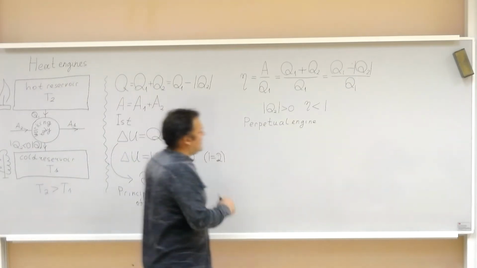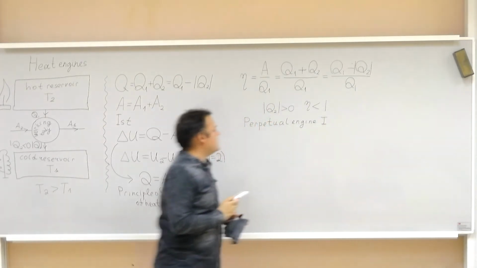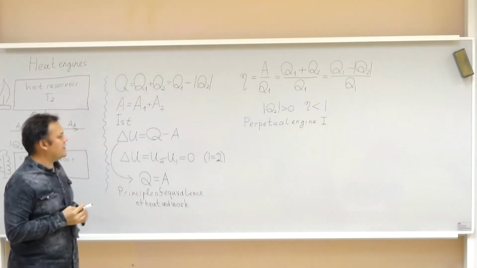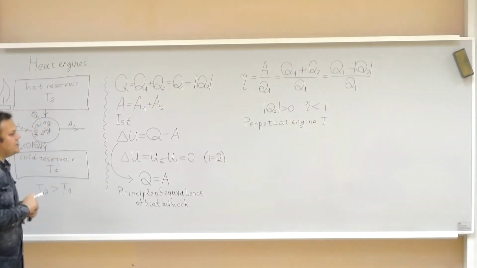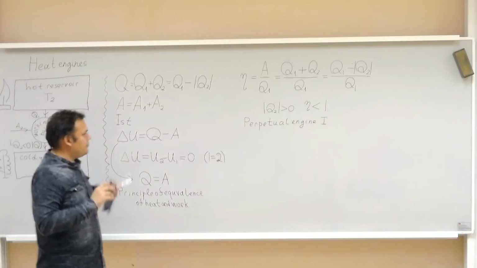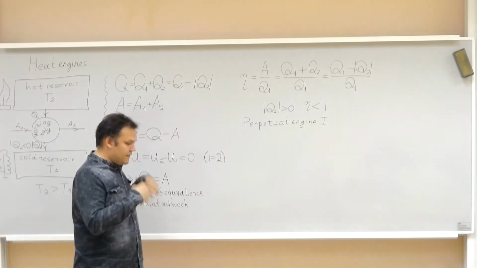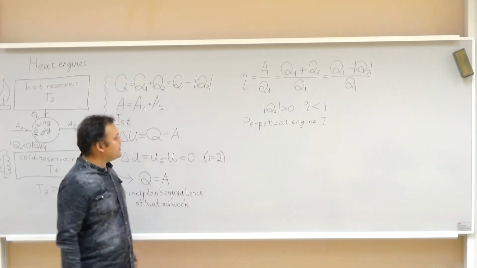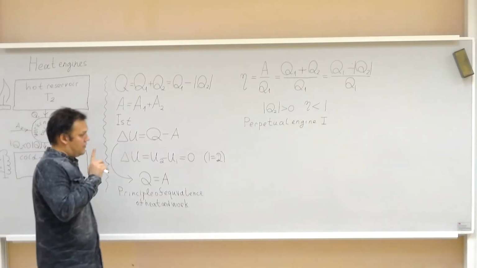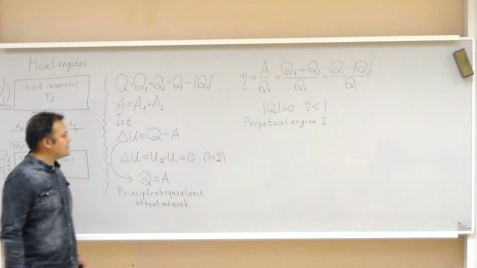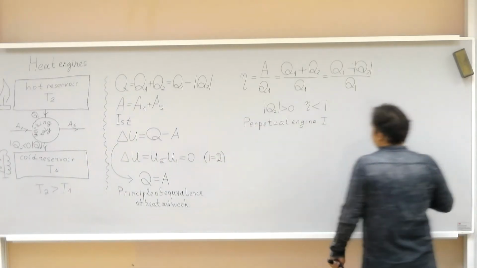And the perpetual engine of the first type is the engine that makes work without changing the environment. So the perpetual engine of the first type is some engine that continuously makes work, but does not take energy from outside. The first law of thermodynamics tells us that this engine is not possible. Let us prove this fact.